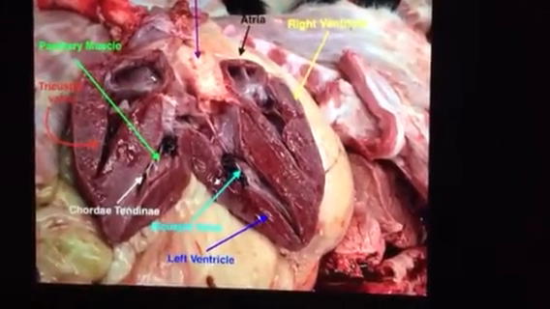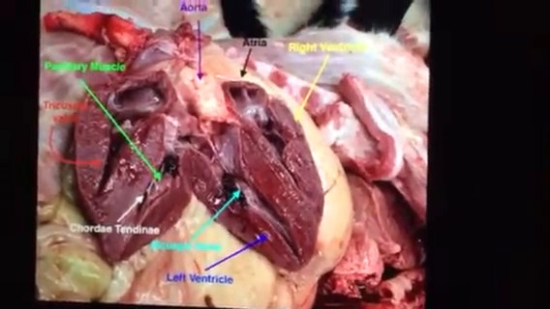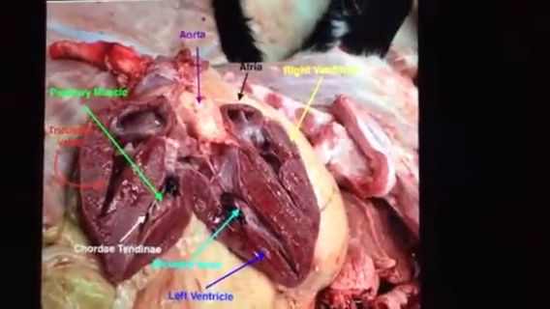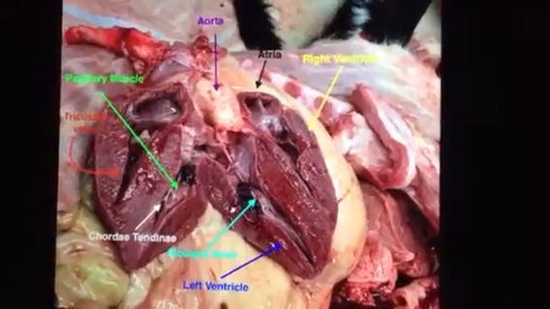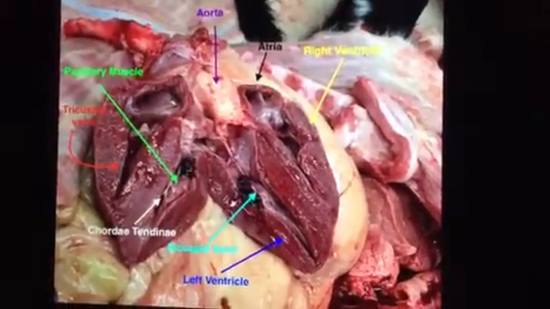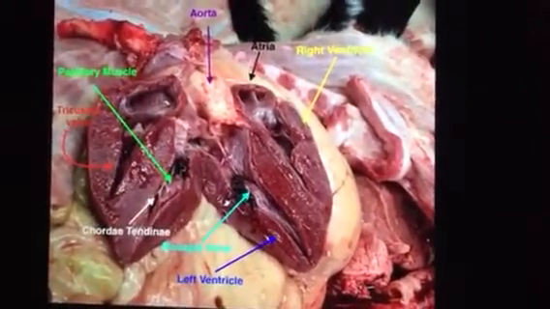Papillary muscles are attached to the chordae tendineae. They are called papillary muscles because they look like papilla. Chordae tendineae are cord or tendon-like structures that are attached to valves of the heart, which are flaps.